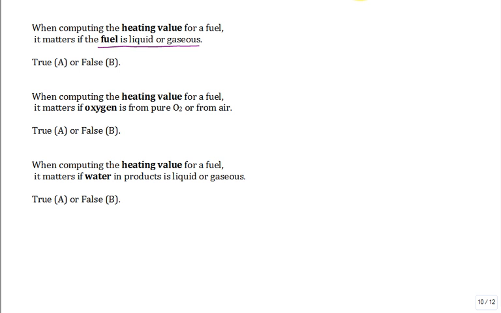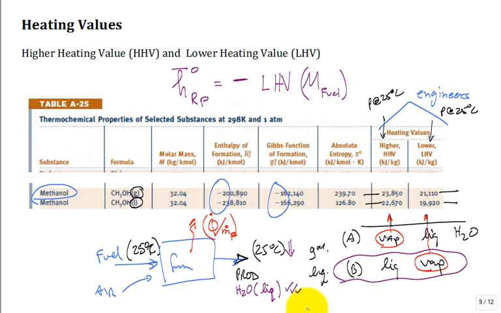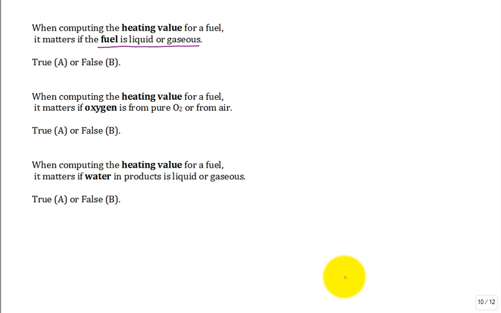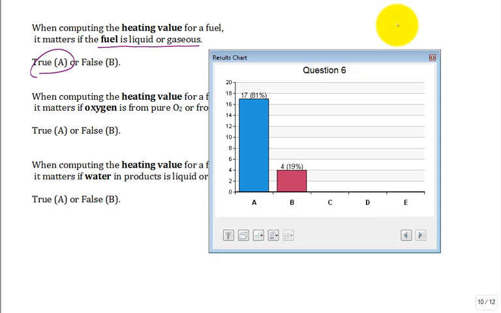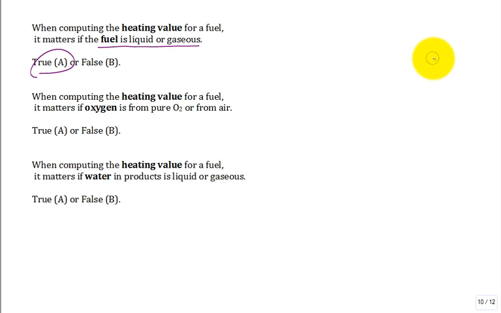Well, to answer that question, pop right back here and say, I have two fuels, do I not? Do they have the same higher heating value and the same lower heating value? They don't. So it must matter. It does matter. All right, let's try and continue.